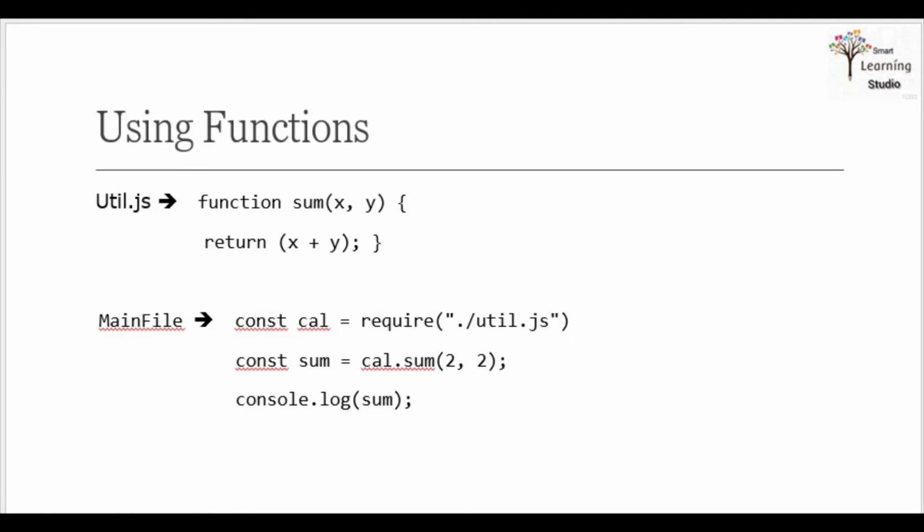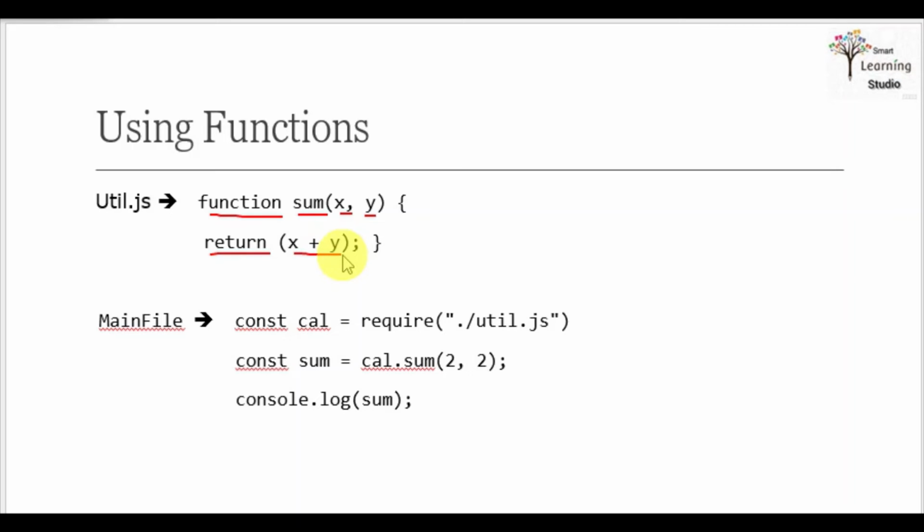Let's start the example with a simple function. We are going to write a function for sum. So under util.js, we are going to write this function. The syntax will be like this: function, and then the name of the function. We are writing the function name as sum. Then variables we are going to pass x and y, and internally we are going to return the value of x plus y. So this is a simple sum function we are going to execute.